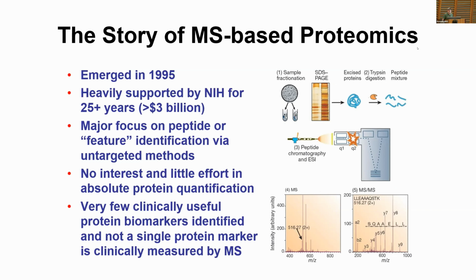And the major focus in mass spec proteomics was on peptide identification, feature identification. This was developed before the genome was sequenced. We wanted to figure out what was in the human proteome. The result was there was almost no interest in trying to quantify, but more to stamp collect, to catalog all the peptides you could possibly see. So the net result was, because there was so much focus on identification, but not on quantification, there are very few clinical protein markers that are used or come from proteomics, and not a single protein marker is clinically approved as an MS-based assay.